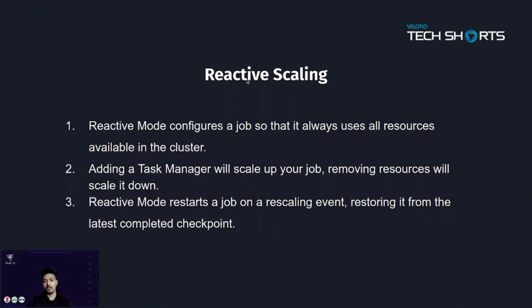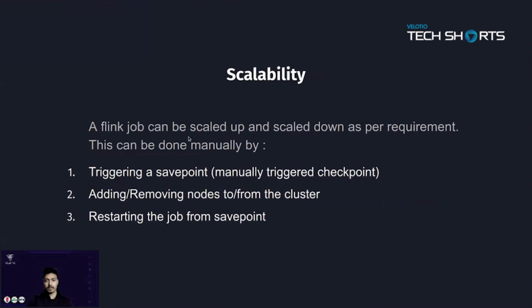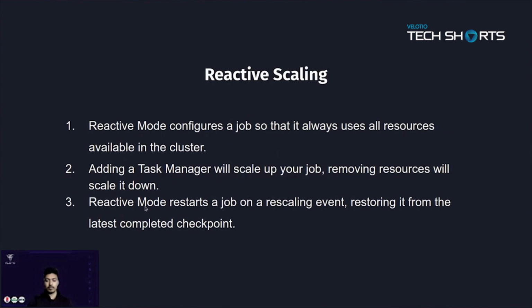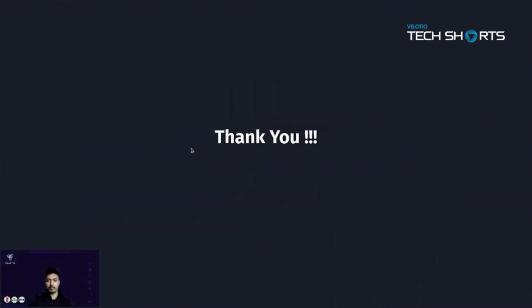Then we have reactive scaling. This is a feature of Flink which is only present in standalone cluster mode. Reactive mode configures the job so that it uses all the available nodes that are present in the cluster. So it's simply like when we add a node to the cluster, it will scale up. If we remove a node from the cluster, it will scale down. Basically the difference is that we do not have to manually go through these steps. It will perform these 3 steps automatically. But the downside is that it will stop your running job, and restart it again from the point of failure.